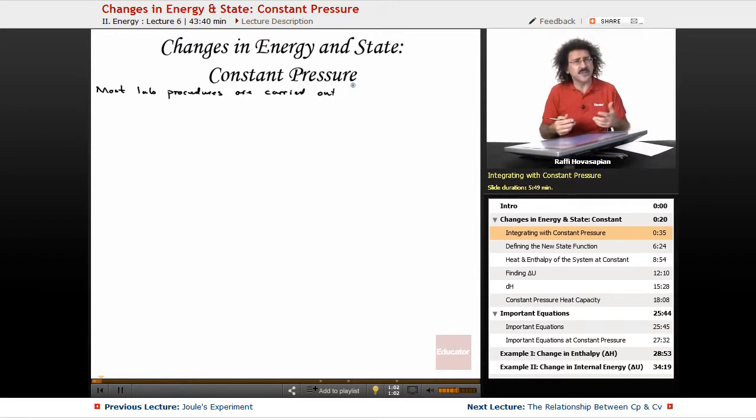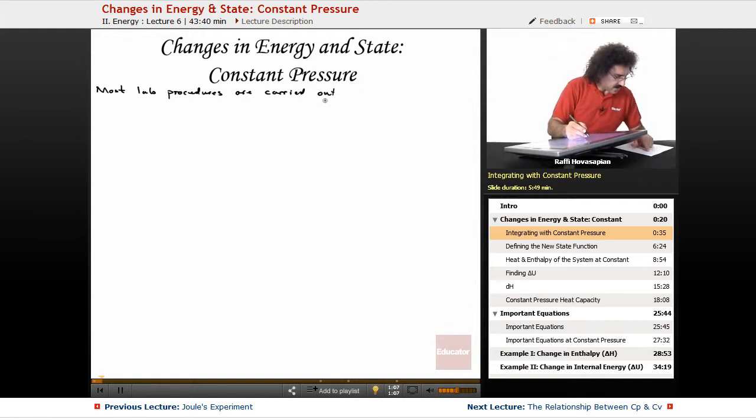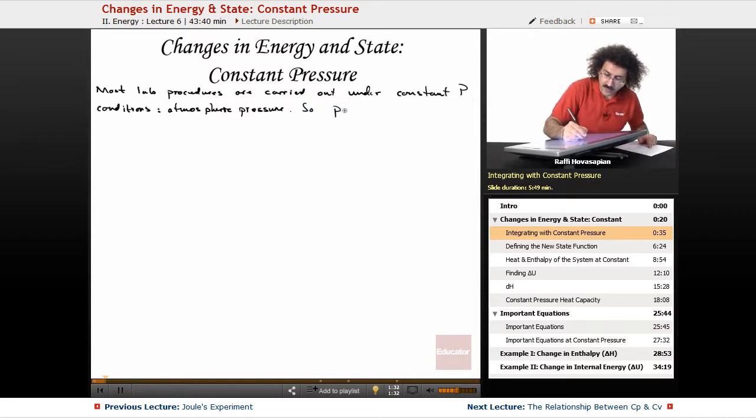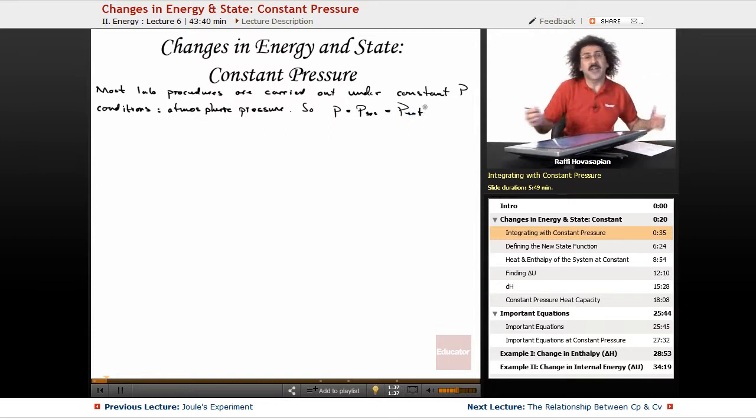It's always in equilibrium with that. So constant pressure conditions are very, very simple experimentally. So most lab procedures are carried out under constant P conditions, which is atmospheric pressure. So the pressure of the system happens to equal the external pressure.